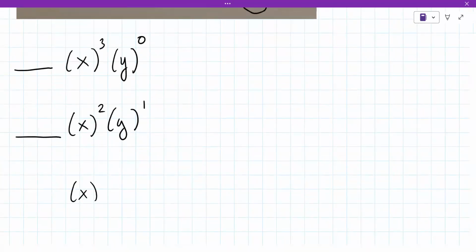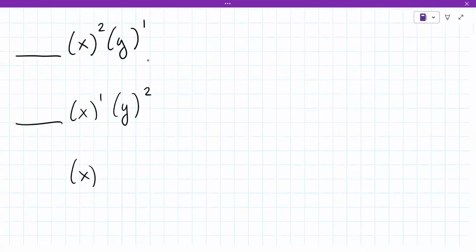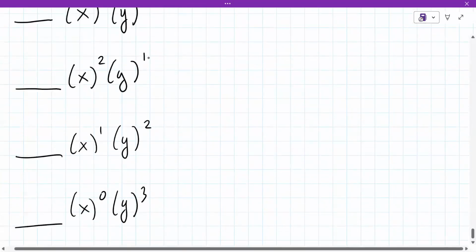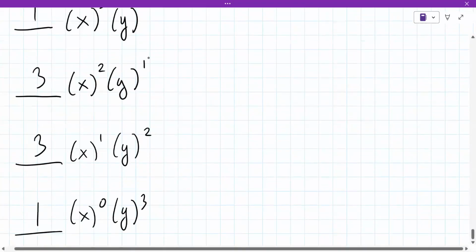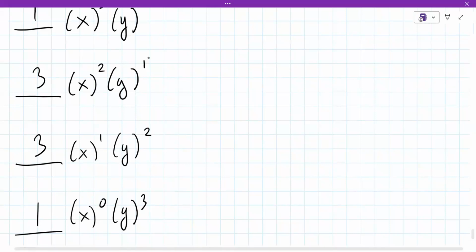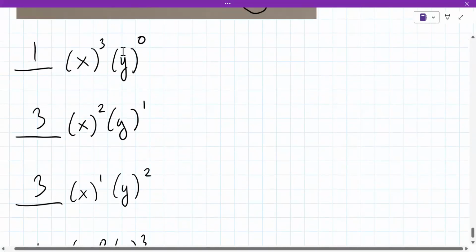So it's x to the power of 1, y to the power of 2. Notice that one's getting bigger. Some sort of number in front. And then x to the power of 0, y to the power of 3. And then some sort of number in front. So 1, 3, 3, 1. That comes from Pascal's triangle. There's another way to do it, but Pascal's triangle is the most straightforward. Or maybe I didn't even explain how to do Pascal's triangle, but you then evaluate each of these.